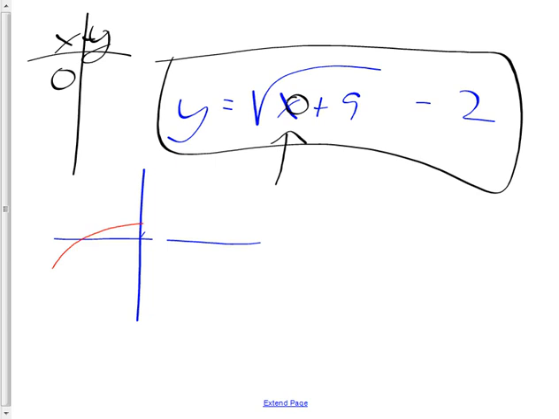Looks like pretty much everybody's doing it right. 1. Good. All right. Now I want you to find another point that works.